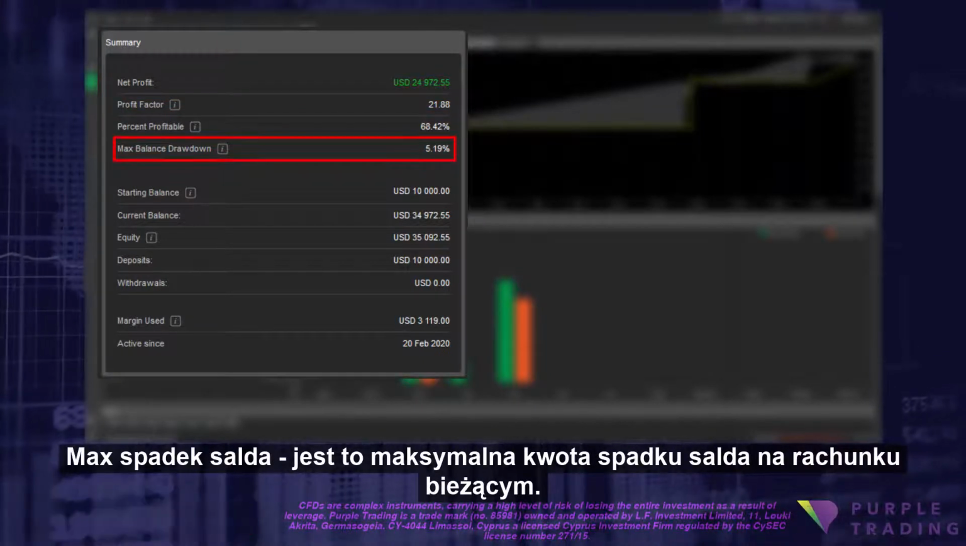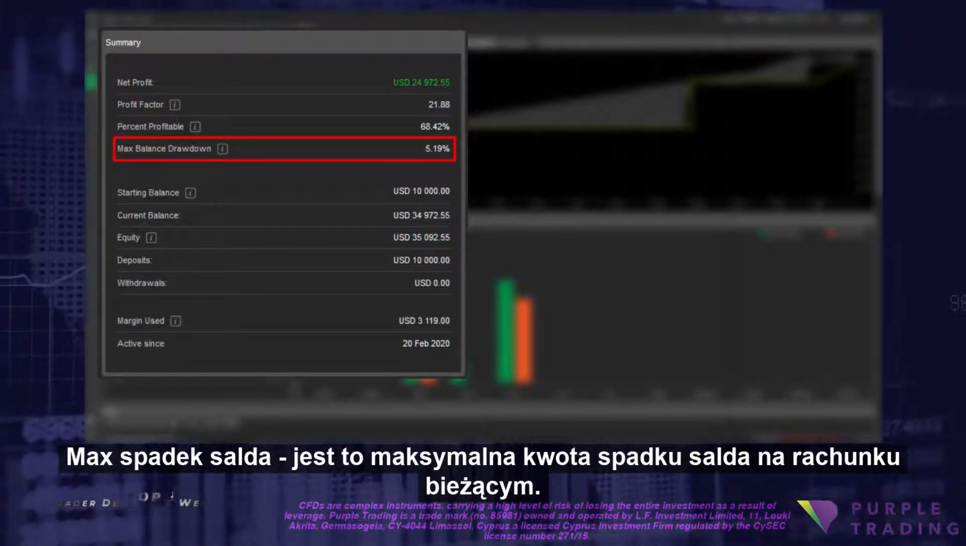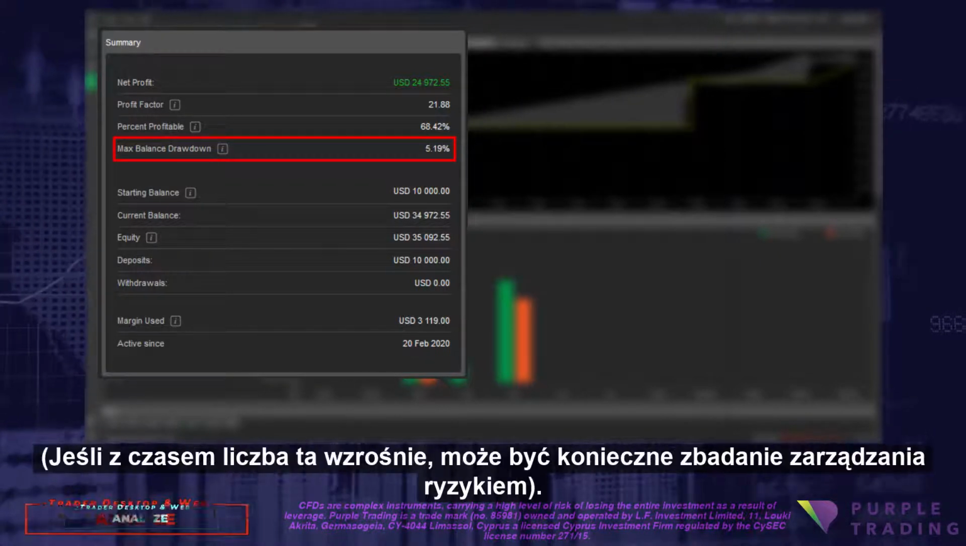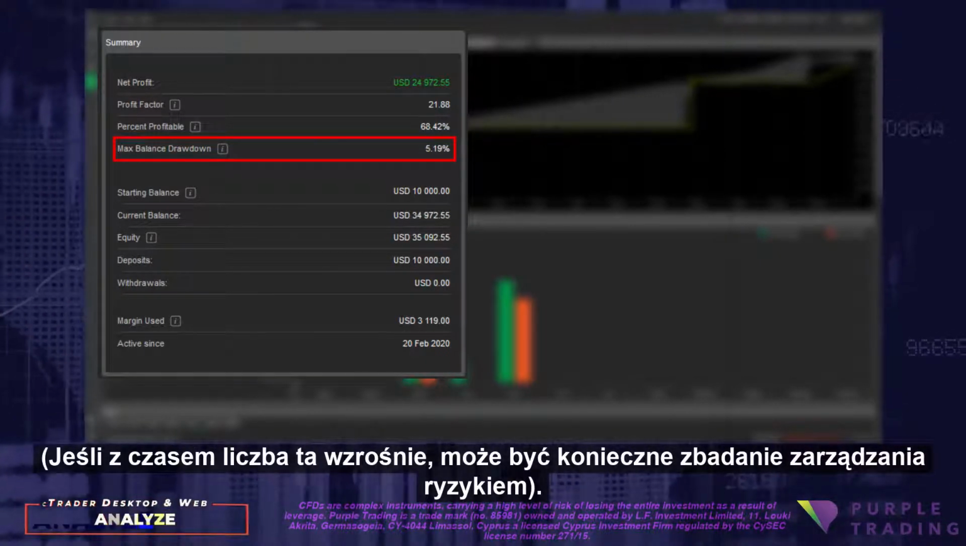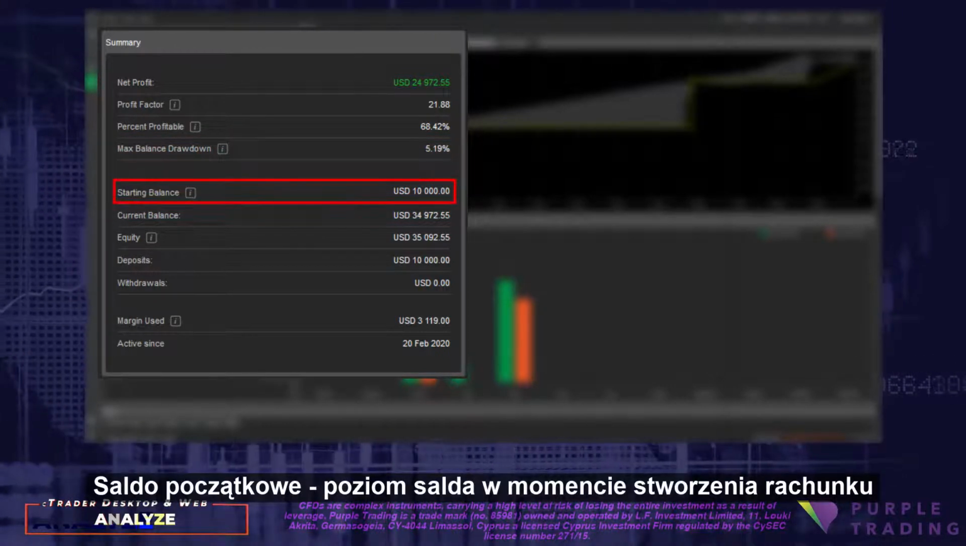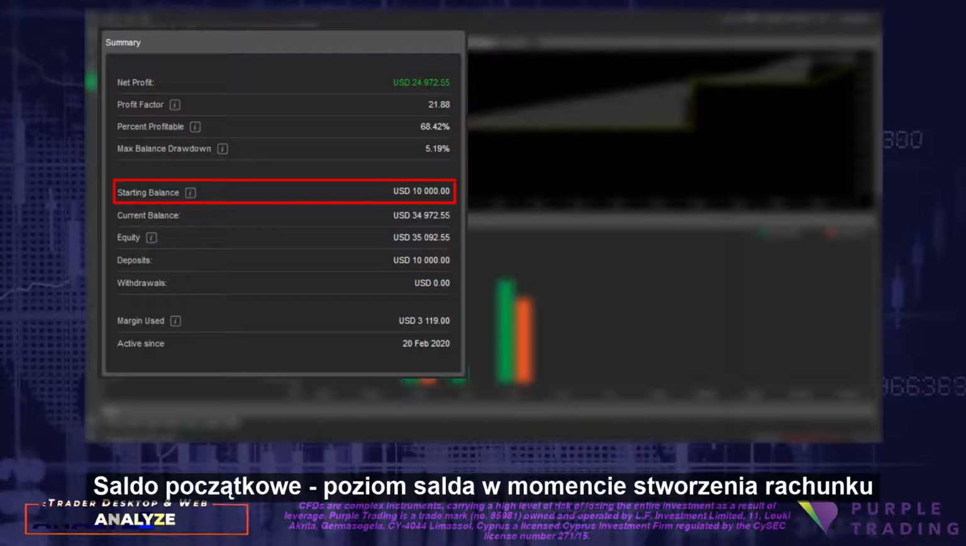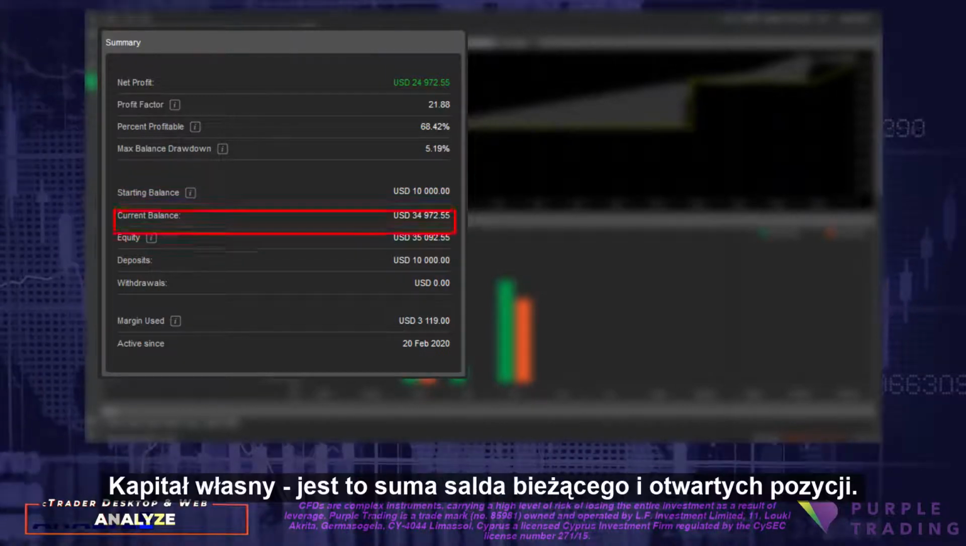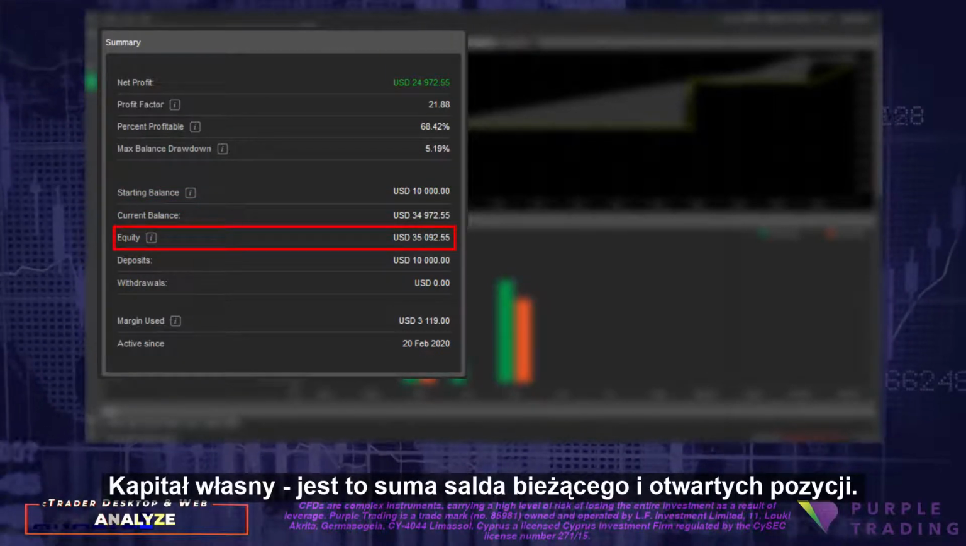Max balance drawdown, which is the maximum amount of the current account balance drawdown. If you see this number increasing over time, you may need to examine your risk management. Starting balance, which was the balance when the account was created. Current balance. Equity, which is the sum of the current balance and the open positions.